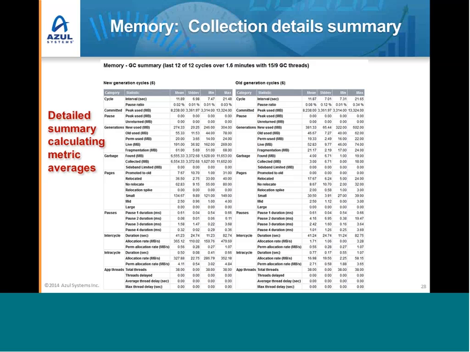Switching, we can also look at the collection summary, and this memory summary is the average of the metrics over time from the previous panel. And what you see here is, for example, the amount of garbage found in each of the garbage collections. You see the mean here is 6 gigabytes, and 3 gigabytes is the standard deviation for each of those.